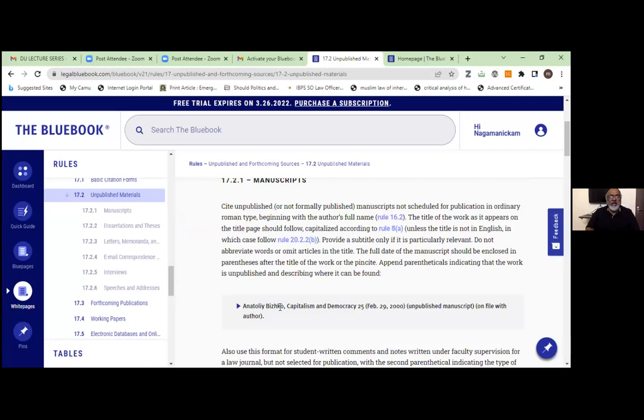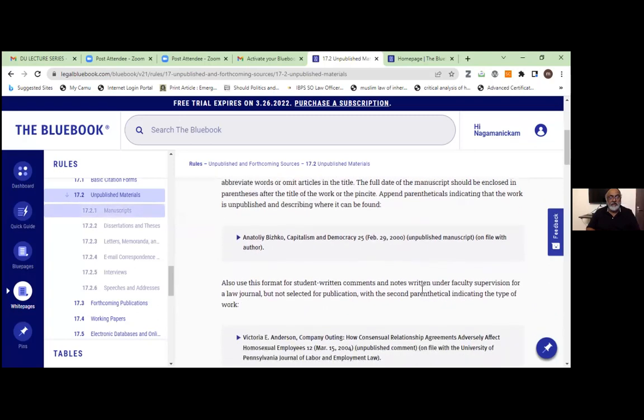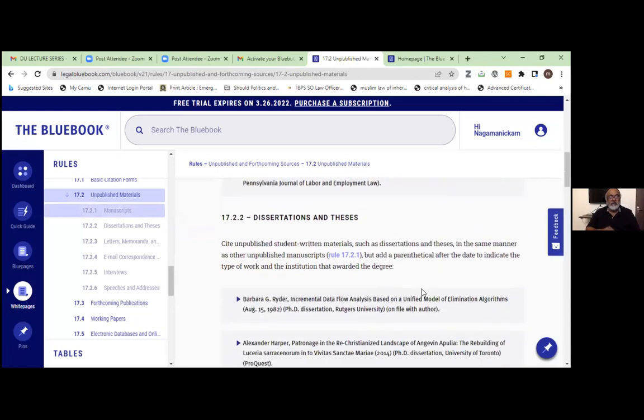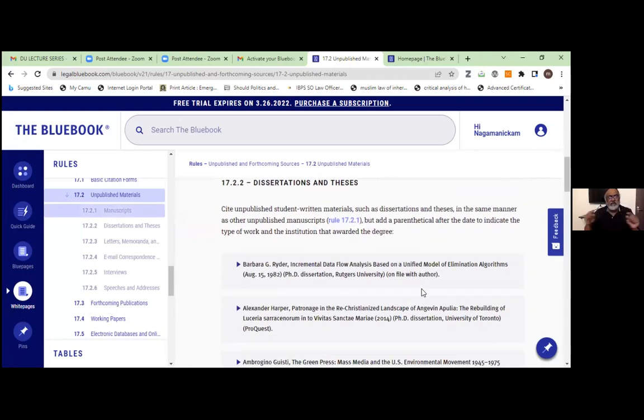So here, as you can see, you will write it in this way: cite an unpublished manuscript not scheduled for publication in ordinary Roman type, beginning with the author's full name. That is here in this way. Then comes the title of the work in the title page. It will follow. Then in caps. So this is how it looks with the example given here. Similarly, the rest follows. And for dissertation and thesis, if it is not yet published and you want to refer to it, this is how you have to refer.